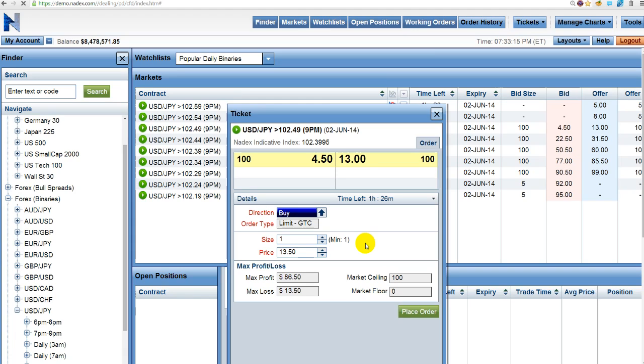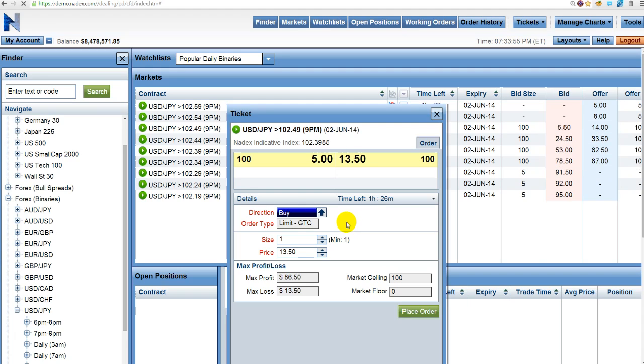Let's talk about what in the money is, make sure you got that down. If I buy the contract, in the money means that the statement is true. The U.S. yen is greater than 102.49 at 9 o'clock Eastern Time. So what if it's at 102.491? Would that be in the money? So if I bought this right now for $13.50, and the U.S. yen at 9 o'clock expired at 102.491, would that be in the money? Yes. So I'd get maximum payout.